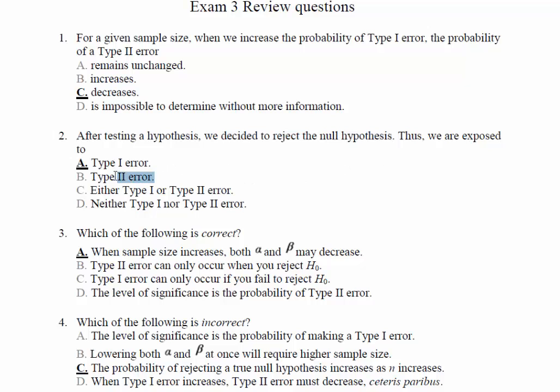Will we be exposed to type 2? No. The type 2 error is you fail to reject null when it's false. If you already rejected, it's not possible that you fail to reject it. So this B is wrong. And of course, neither C nor D is correct. Okay.